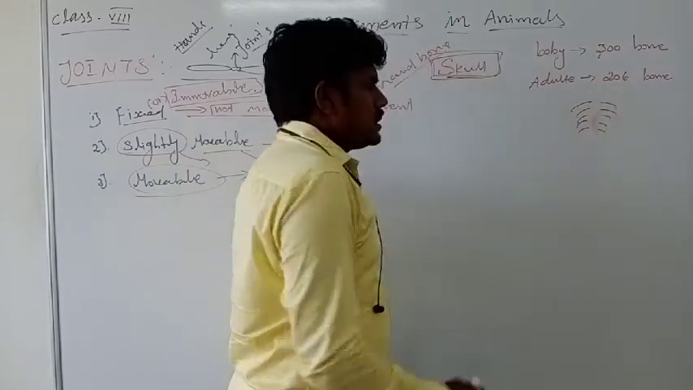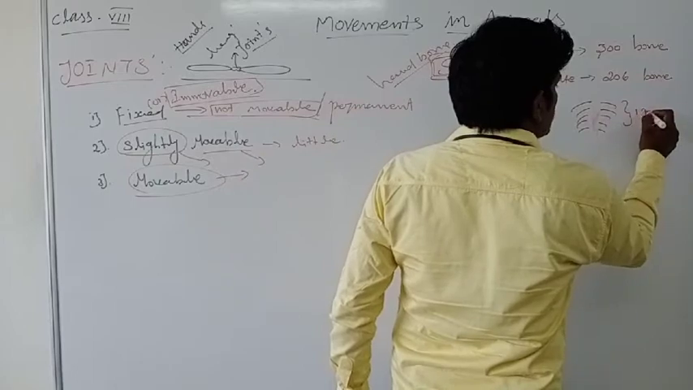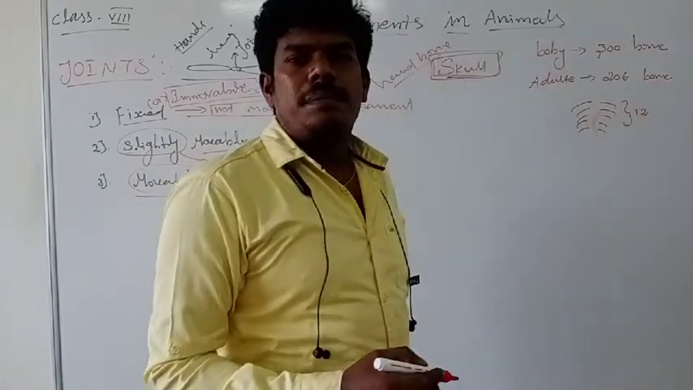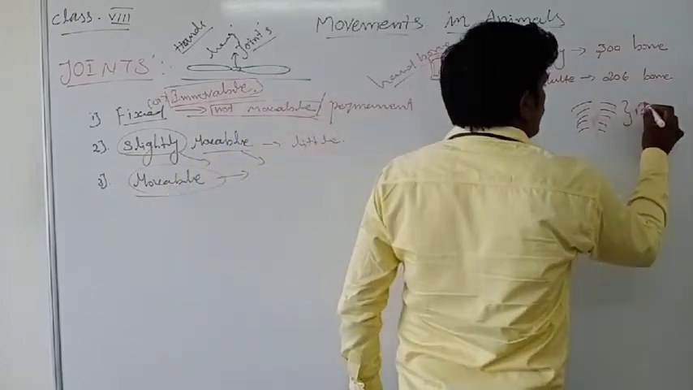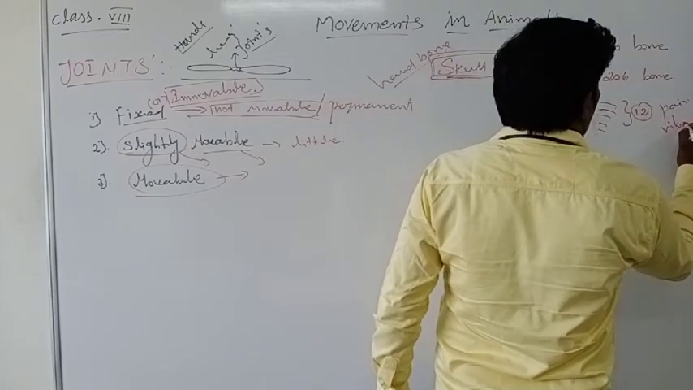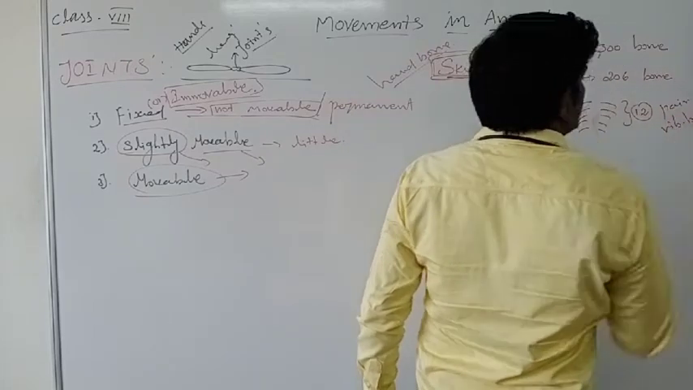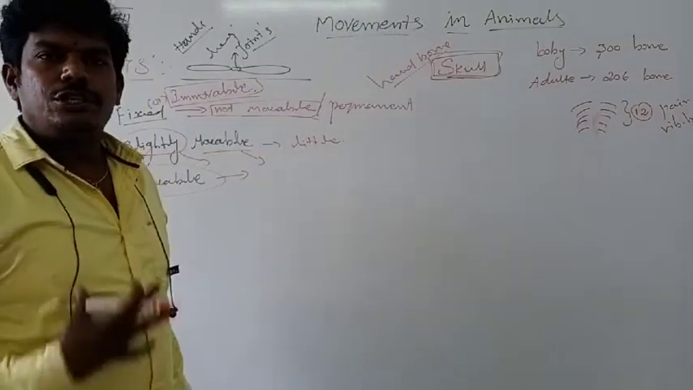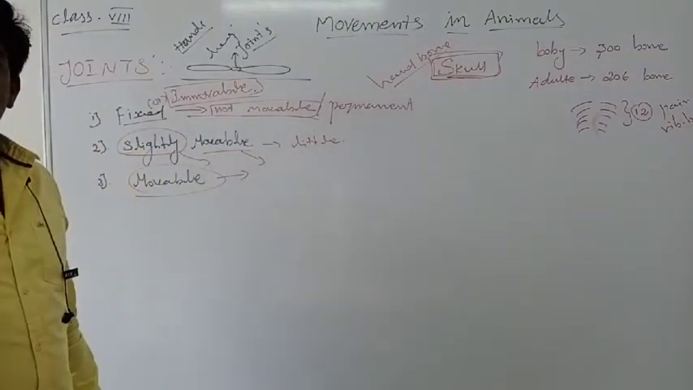Like that. This is the 12 pairs of bones. So the rib bones, how many pairs are present in our body? You want to write 12 pairs of rib bones. Where are they present? They are present in the chest, or the breastbone.